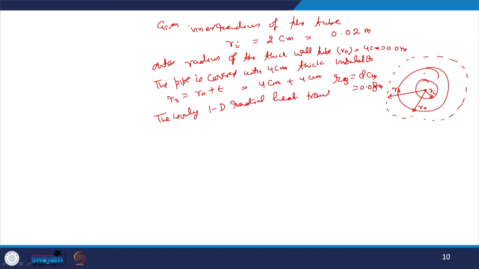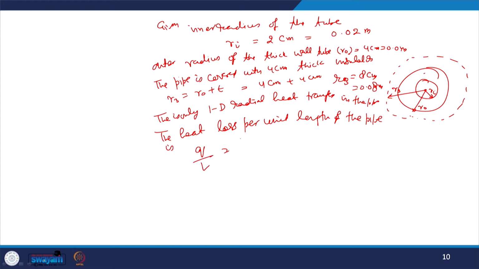Now there is only one directional radial heat transfer in the pipe. The heat loss per unit length of the pipe is Q over L is equal to Ti minus T naught upon 1 upon 2 pi, ln R naught over Ri upon K, plus ln R3 over R naught upon Ki, all times L.